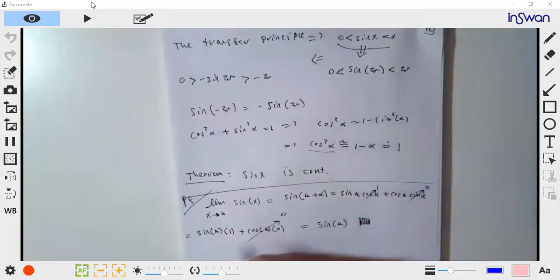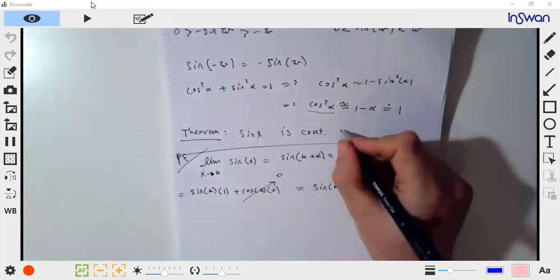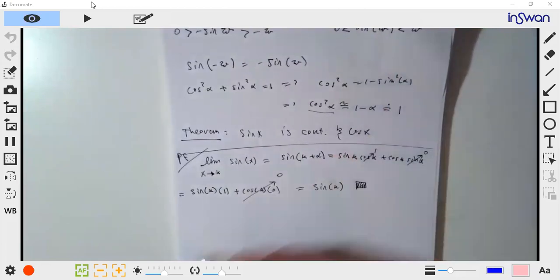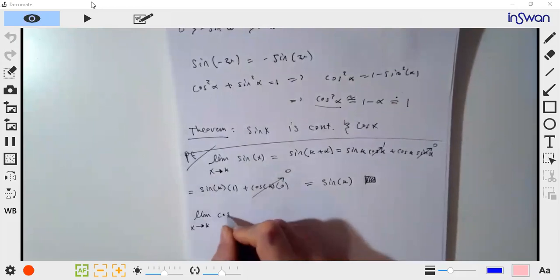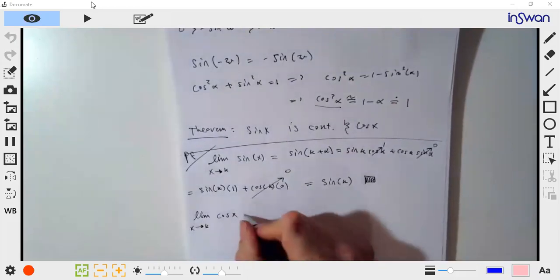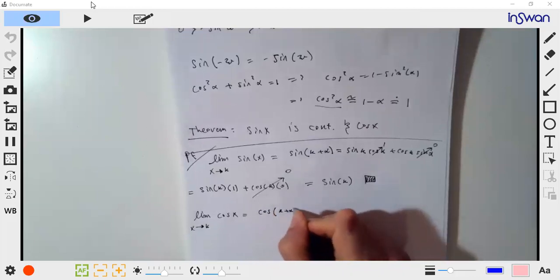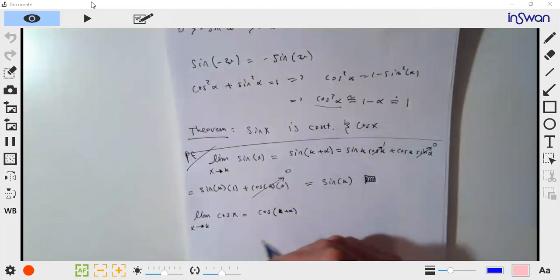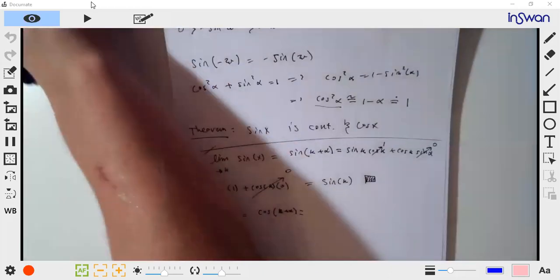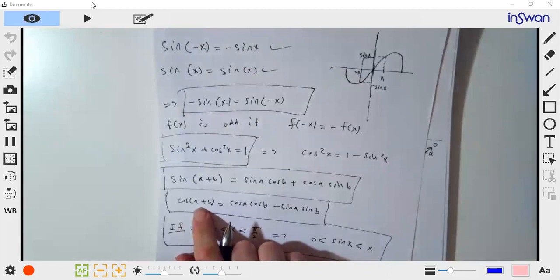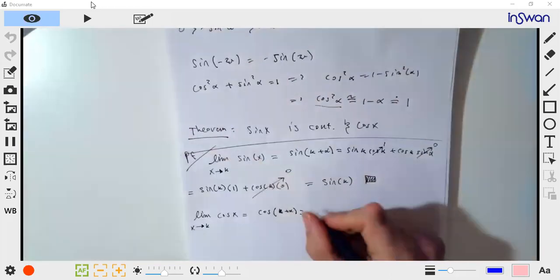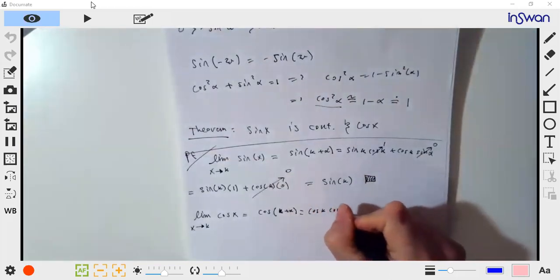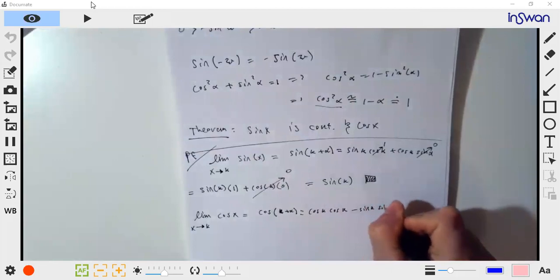Okay. Let's also add to this theorem that cosine is a continuous function. Let's take the limit as x approaches k of cosine of x. This is the same thing as the cosine of k plus some alpha. Notice that by the sum formula, cosine of a plus b is equal to cosine a cosine b minus sine a sine b. So this becomes cosine k cosine alpha minus sine k sine alpha.